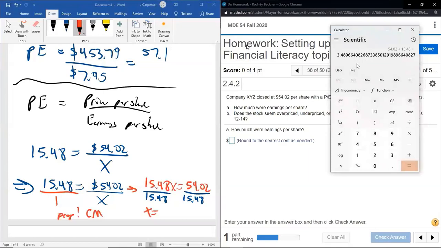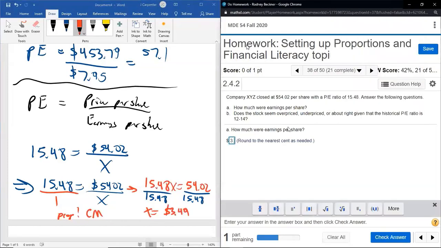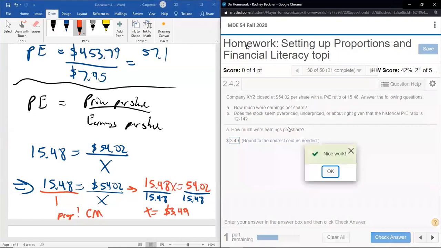We get 3.489. They asked to round to the nearest cent. This is a dollar amount. Remember that X was in earnings per share, so that should be 3.49 since we're rounding it to the nearest cent. So that means if you owned one share of that company, you would get $3.49 for owning that share of the company. If you own 10 shares, you'd get $34.90.